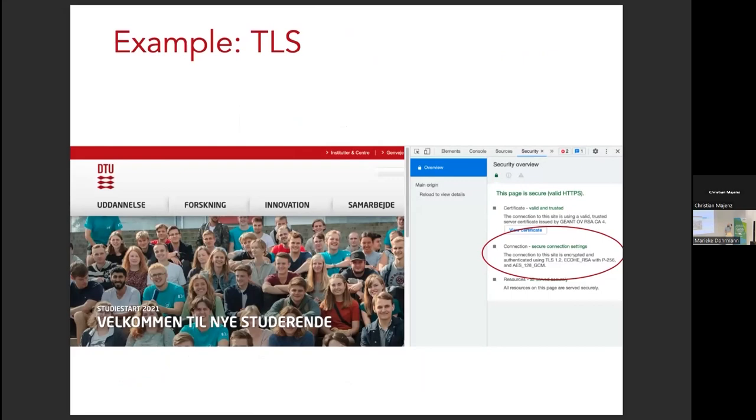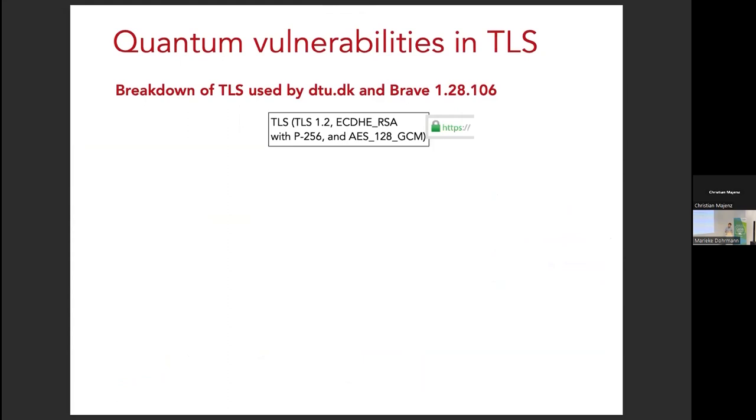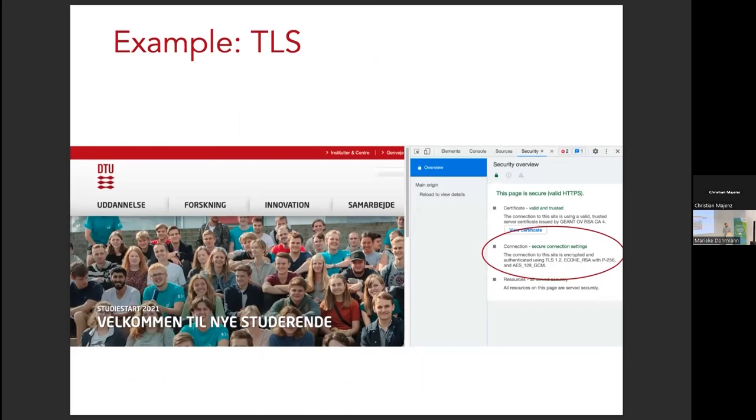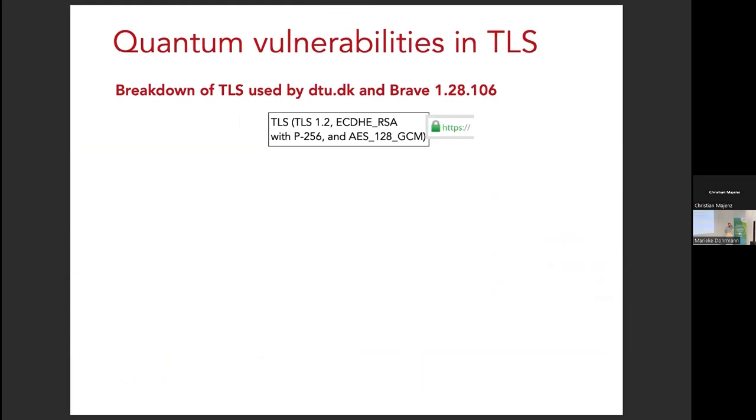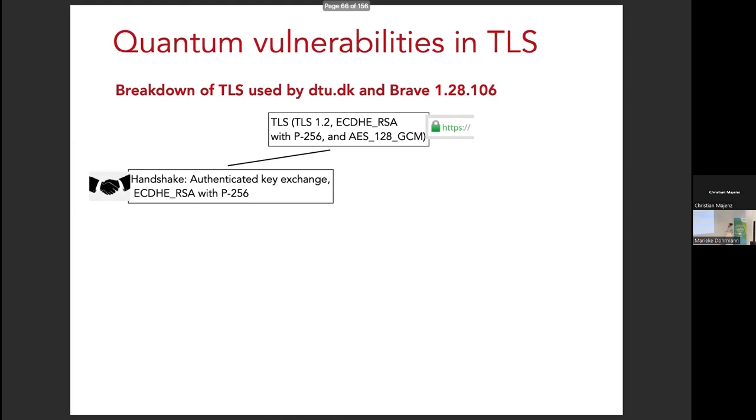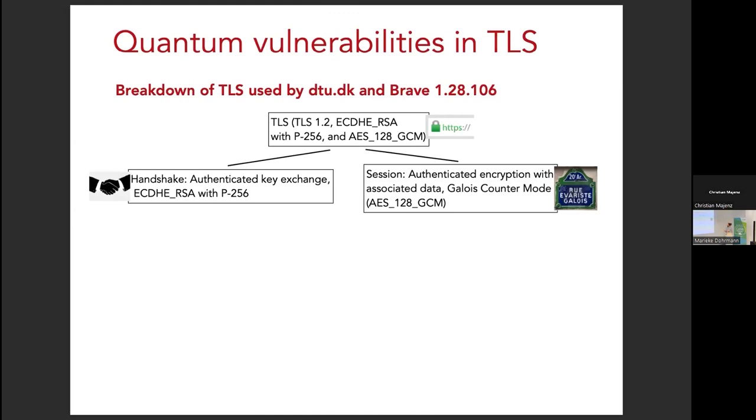Now, I want to look at one example a bit more in detail, and that's the TLS protocol, which is the cryptographic core of HTTPS. I made this last slide a year ago or so. I connected to the website of my institution, DTU, and checked what kind of encryption the connection uses. Now we will break down the TLS protocol into its parts. The TLS protocol consists of a handshake, which is an authenticated key exchange, and a session, which is authenticated encryption.